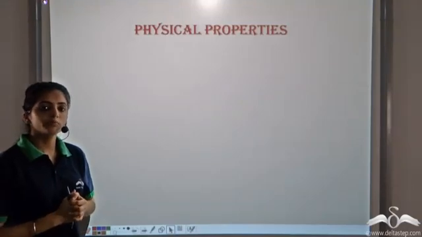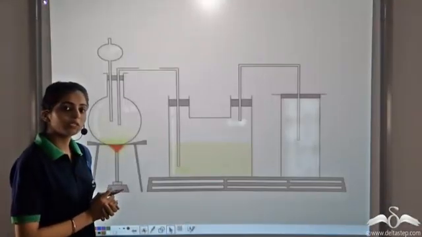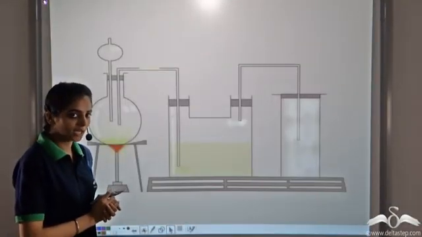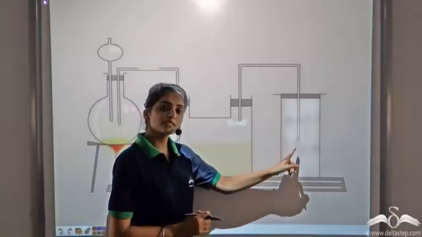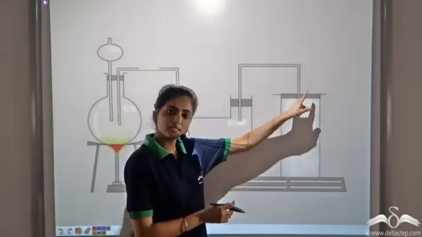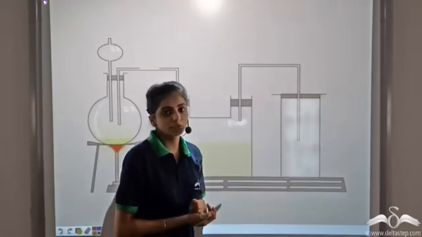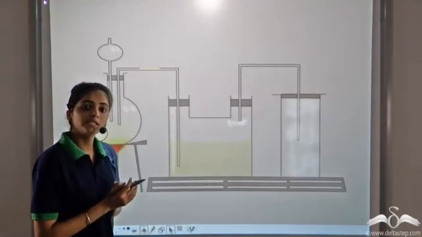Let's see some physical properties of hydrogen chloride. We had seen from the laboratory preparation of hydrogen chloride gas that it displaces the air. Since it is heavier than air, it displaces air and we collect the gas by upward displacement of air. So it is denser than air.